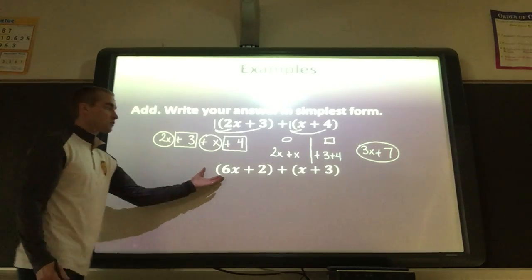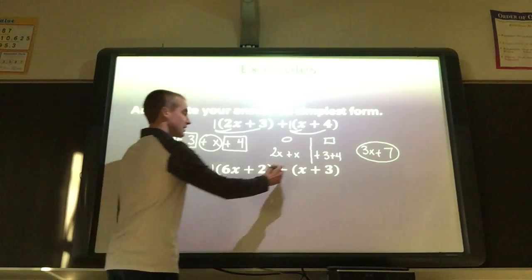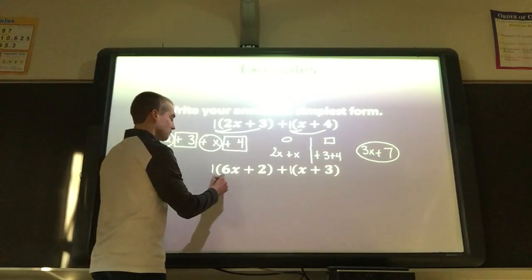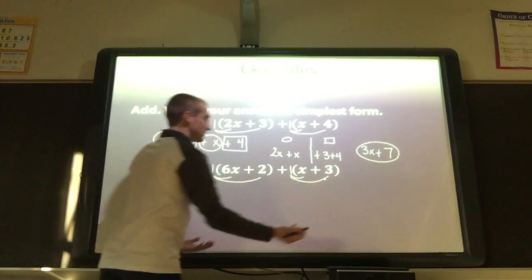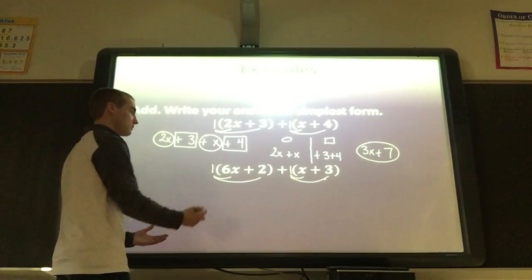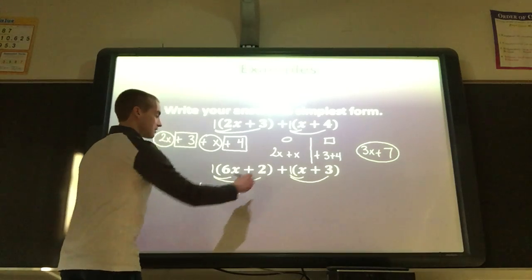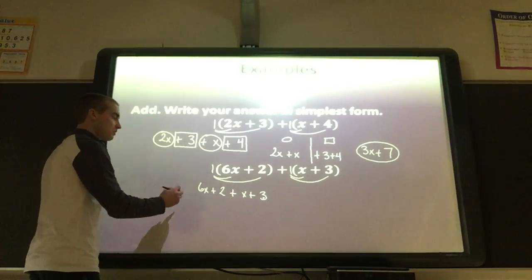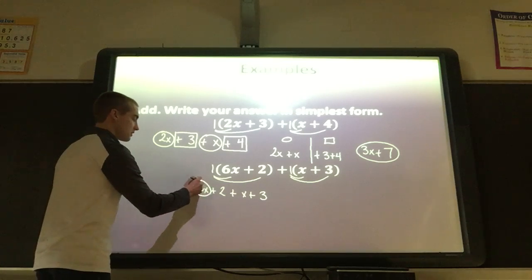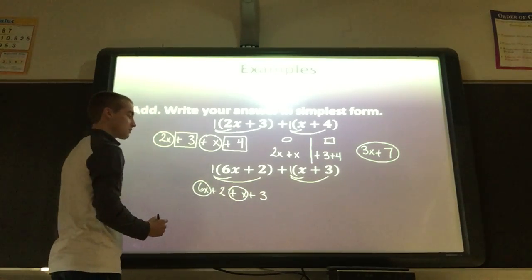Notice that 6x plus 2 and x plus 3 are in parentheses, but there's nothing outside of those parentheses. So we're going to multiply by 1 on everything, which means nothing changes except we can take away the parentheses. So 6x plus 2 plus x plus 3. Okay, we're going to circle and box in our like terms. So 6x is circled, which means the plus x has to be circled.